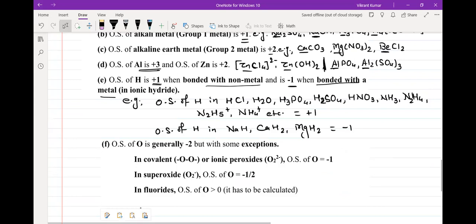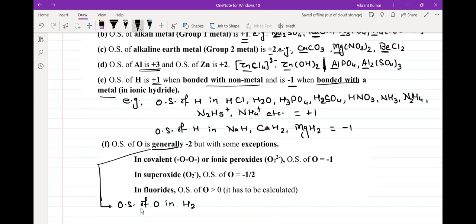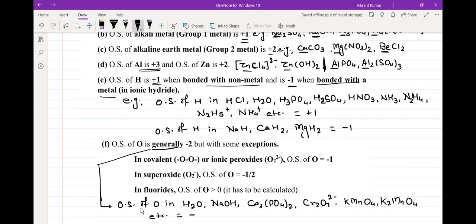Generally it is coming in -2. So when I'm saying generally, what are the examples? जितना अभी तक example किया सब वैसा ही केस था. Oxidation state of O in H2O, NaOH, कुछ भी ले लो ऐसा, Ca3(PO4)2, Cr2O7 2 minus, KMnO4, K2MnO4, etc. will be -2. But there are 3 special examples and we need to be careful about that.